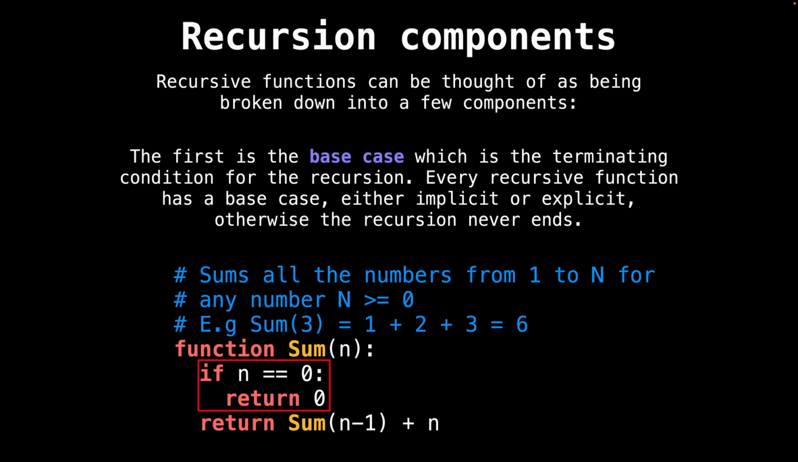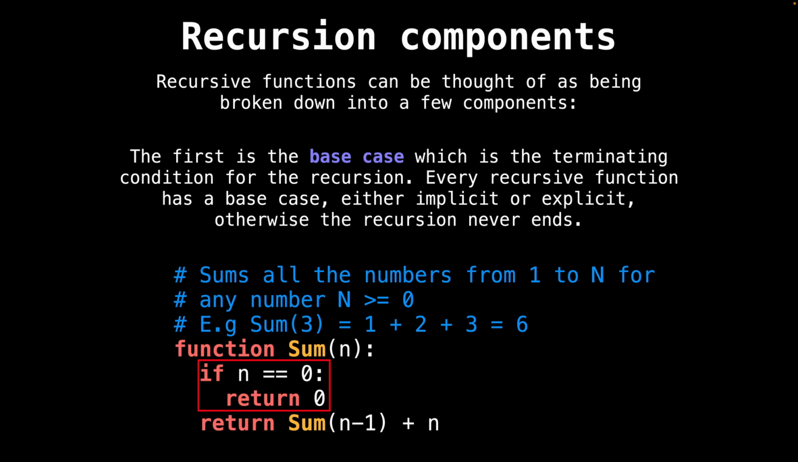A recursive function can be broken down into a few different components. The first component is the base case of the function, which serves as the terminating condition for the recursion. All recursive functions have base cases, whether the base case is explicit or implicit. The way the sum function works is by taking the value of n and working down to 1, summing the total backwards, if you will. This means that the value of n will eventually get reduced to 0, at which point the recursion should end.